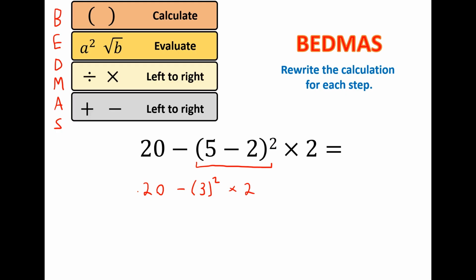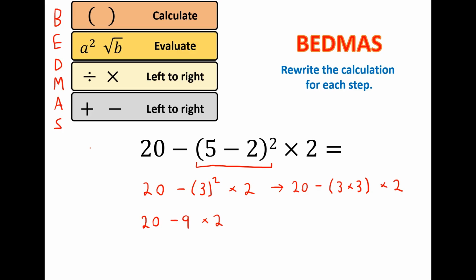Then I move on to the next step, which is exponents. Do I have any exponents in this new expression? The answer should be yes. I have 3 squared here. Now, if you recall correctly, 3 squared is simply 3 times 3. So in this case, what's 3 times 3? Should be 9. So I should have 20 minus 9 times 2.